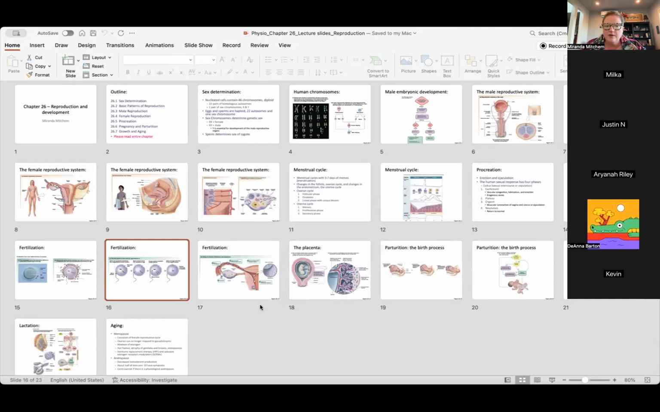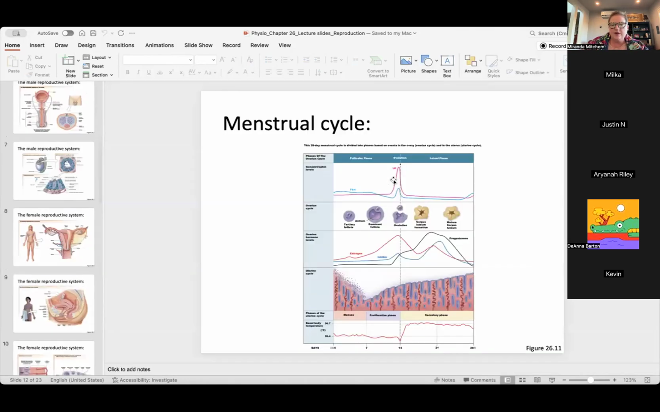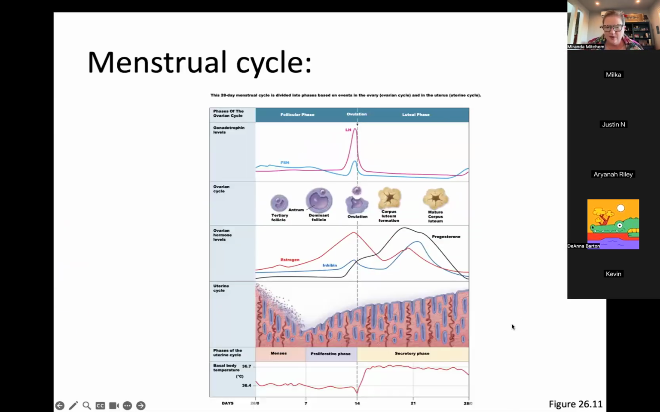Okay. Let's go over the menstrual cycle. And everything I'll ask you about the menstrual cycle, you can see on this figure. So we've got 28 days, which is the typical cycle for a human female. That is our x-axis. And then we've got a variety of different panels here on the y in this table.